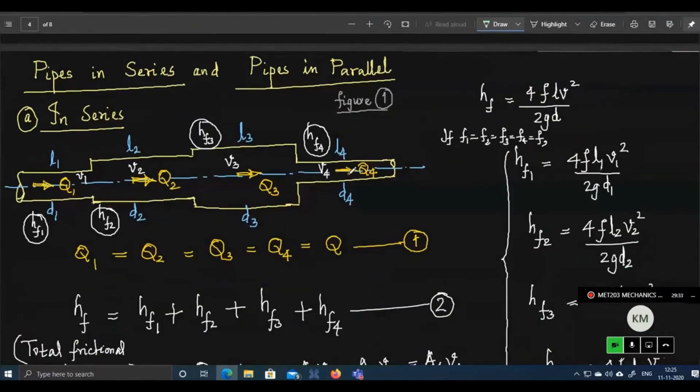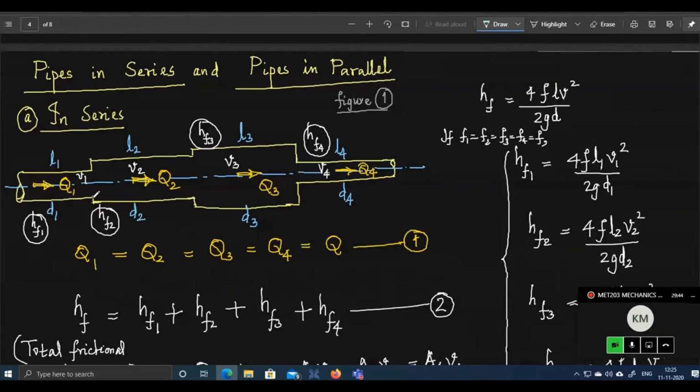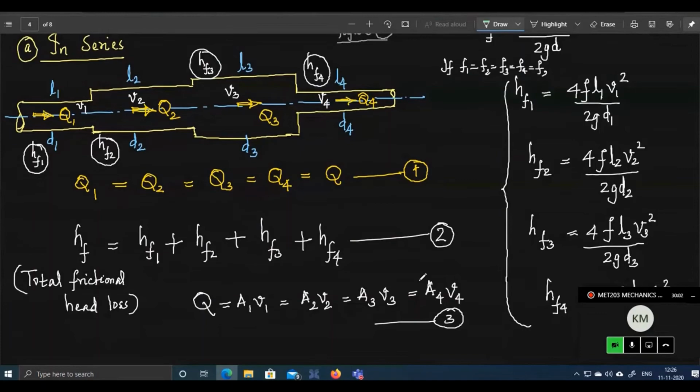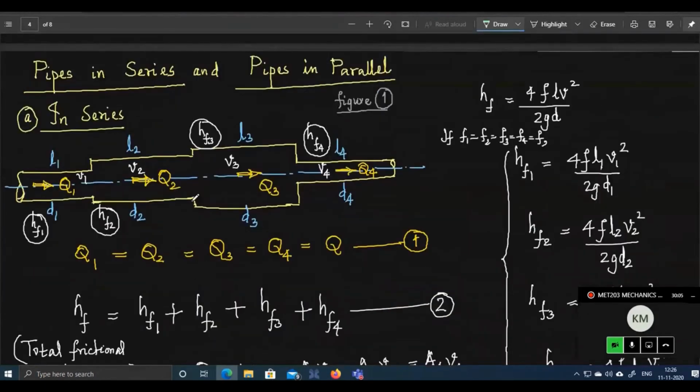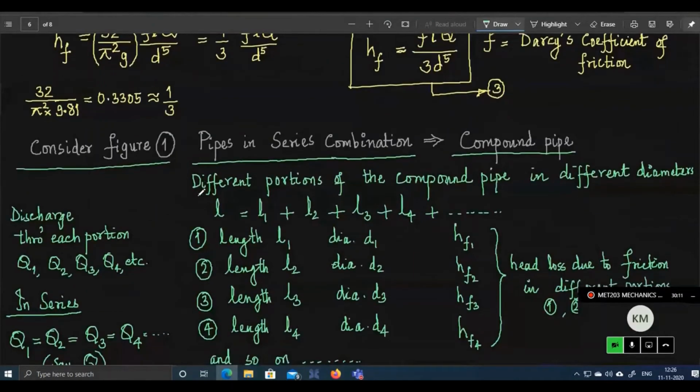Okay, figure 1. When you are asked to give an explanation of equivalent pipe and equivalent diameter, then you have to draw this diagram, the pipes in series. You can have 4 or 5 different portions of the pipe having different length, different diameter, different velocity, and the discharge flowing through each of these will be the same since they are connected in series, and the head loss will be added up. We have already studied this. This is all about the pipes in series, and that arrangement is actually called compound pipe.